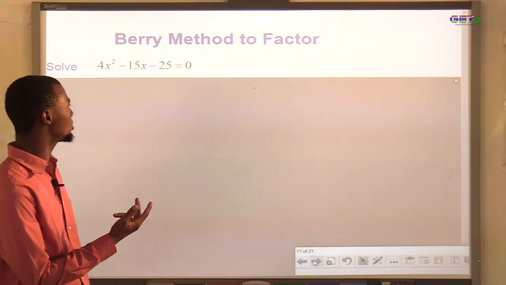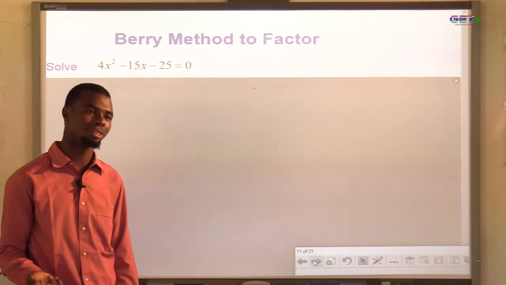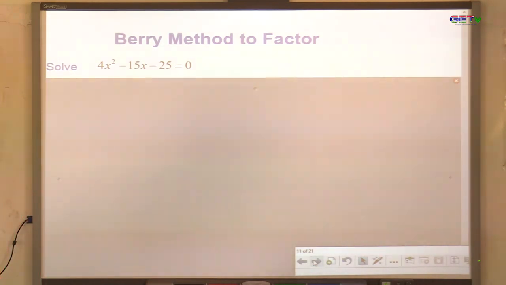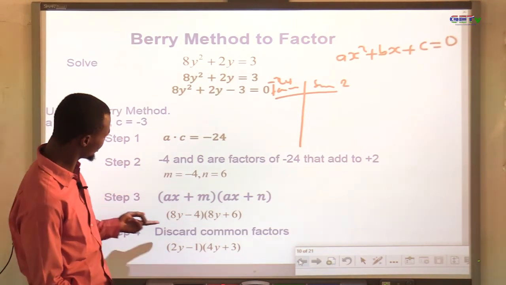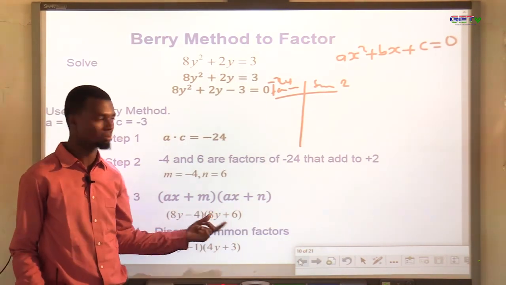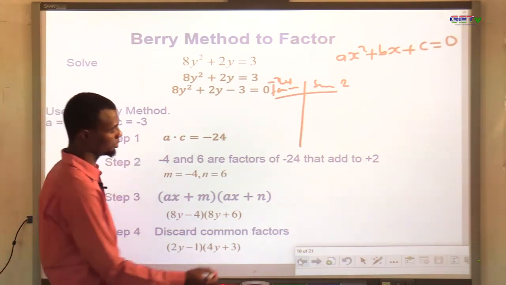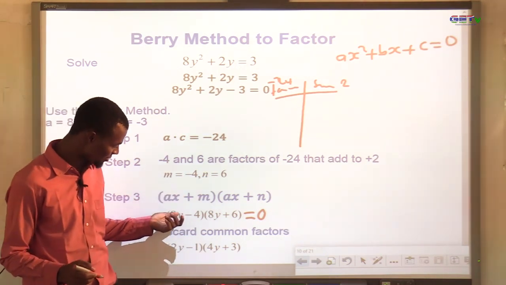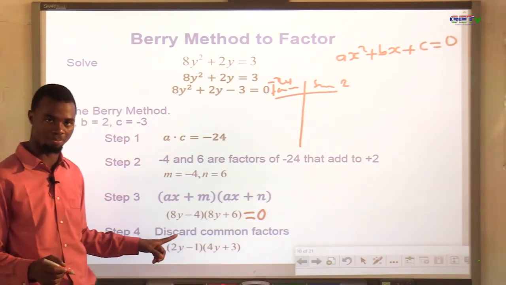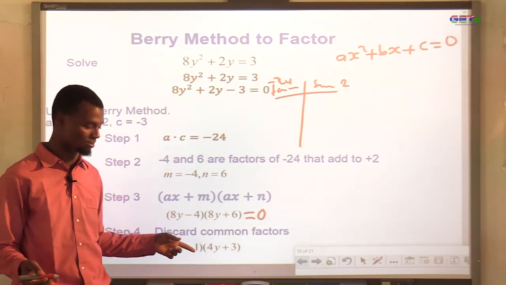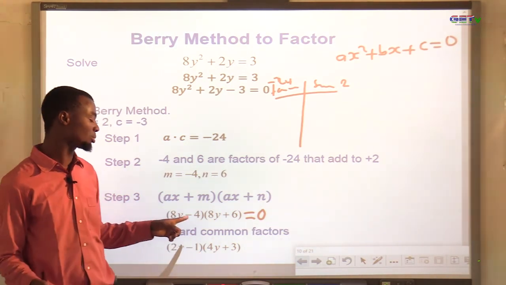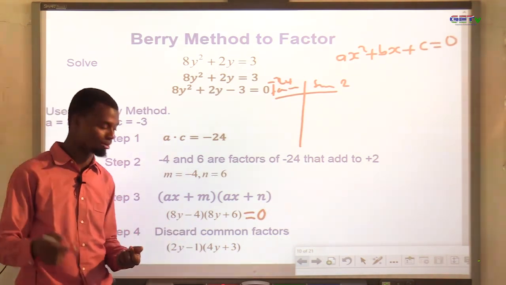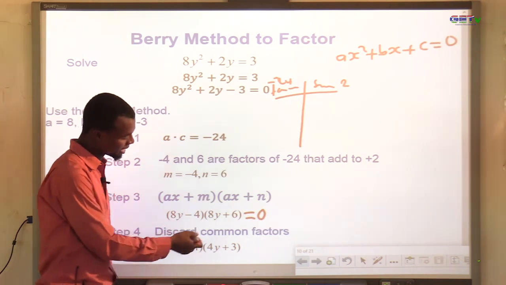We have another one, 4x squared minus 15x. Here we have to equate this one to 0, because the question tells us to solve. So we have to equate this. Then we simplify, the last step, that is step 4. Discard and simplify is all the same. So we look for the highest common factor of 8 and 4. Like 8 and 4, the highest factor is 4.